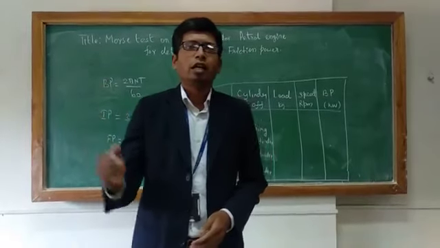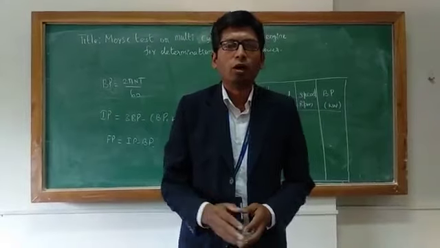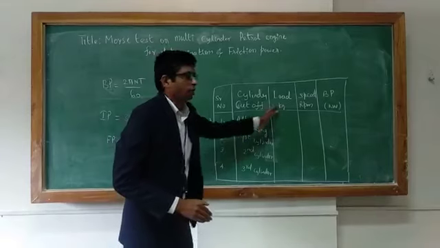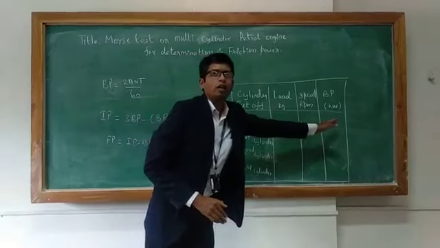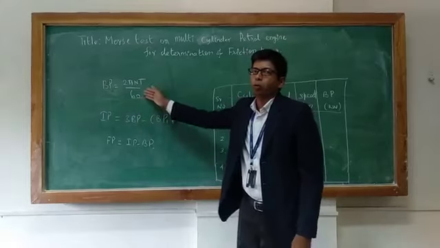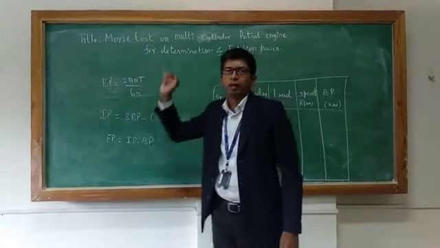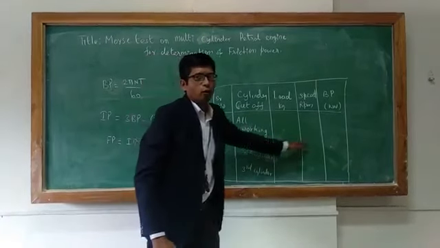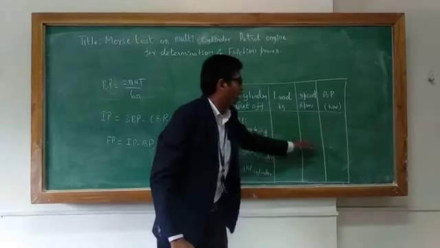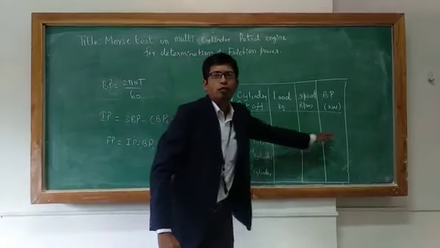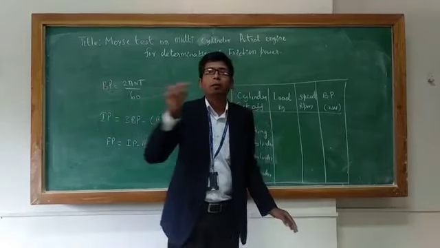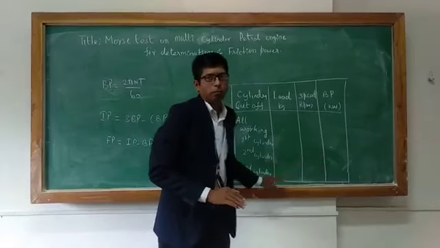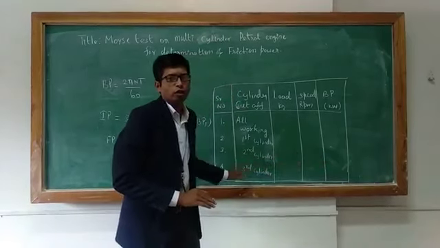As we have seen how to take the readings in the setup, now we note those readings in this observation table. When all cylinders are working, we note the load and the speed, and for that we calculate the brake power, BP, which is 2 pi MT upon 60. Second, when the first cylinder is cut off, we note the load and the speed. The speed is the same as we maintain it, but the load will reduce. Using this formula, we calculate BP1, and similarly BP2 and BP3 for cylinder 2 and cylinder 3.